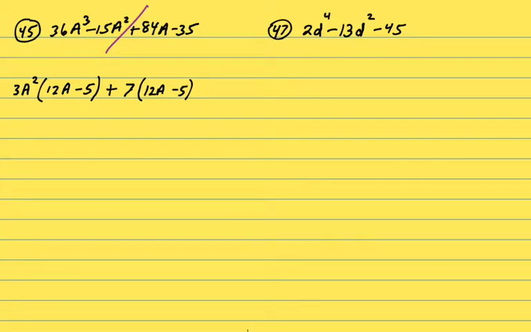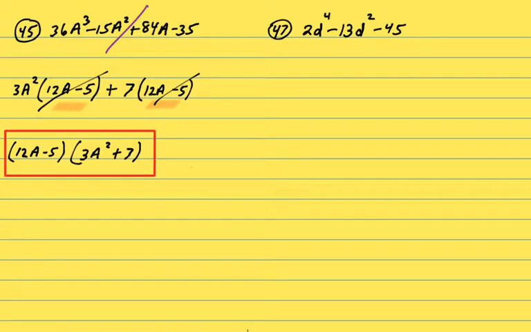They both have what in them? 12a minus 5s. Can I factor that 12a minus 5 out? If I do, it's going to be times what's remaining. If I get rid of these, what's left? 3a squared plus 7. And I don't think that can factor because there's no rule for the sum of squares. So that would be your answer for 45.